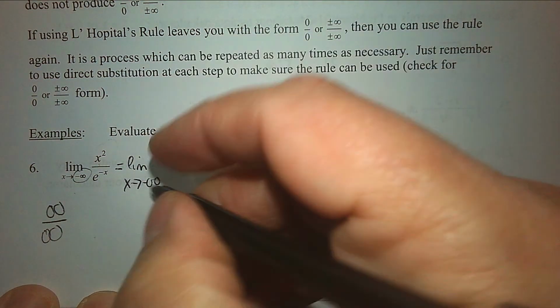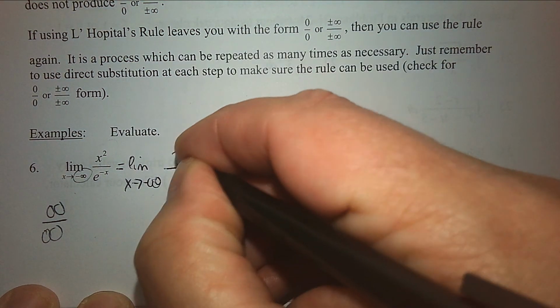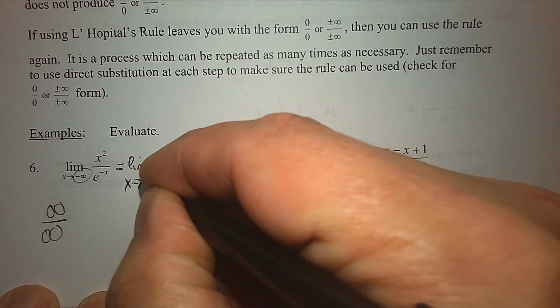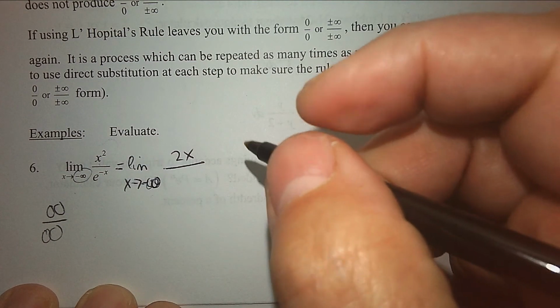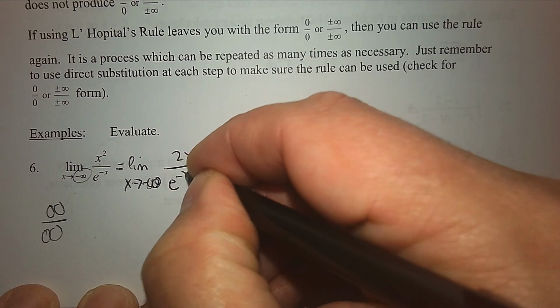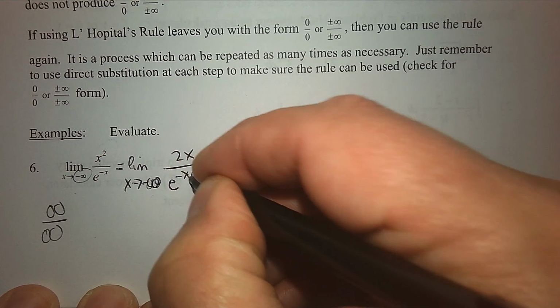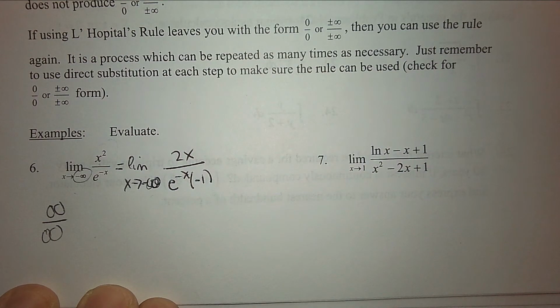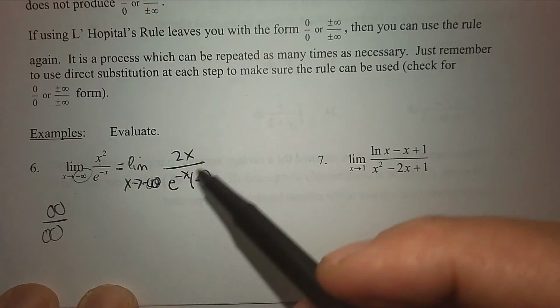What's the derivative of the numerator? What's the derivative of the denominator? Negative. Well, first of all, it's e to the negative x, right? And then what's the derivative of the exponent? Beautiful. Now what happens when I put in negative infinity?